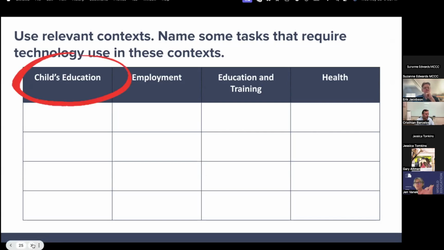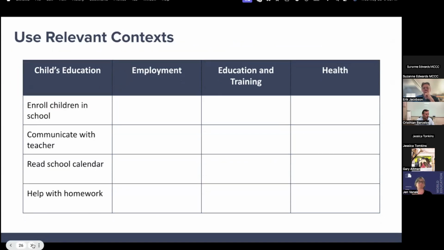So if you're thinking about the different areas where learners might be encountering tasks or doing problem solving, you might think about their child's education. If that's the case, you might think about these contexts, like maybe they have to use technology to enroll children in school, communicate with a teacher, read a school calendar, help with homework. What technologies might they need for those situations? Consider you could even poll, like you could do a survey to find out what your students are using and then bring those into the classroom.